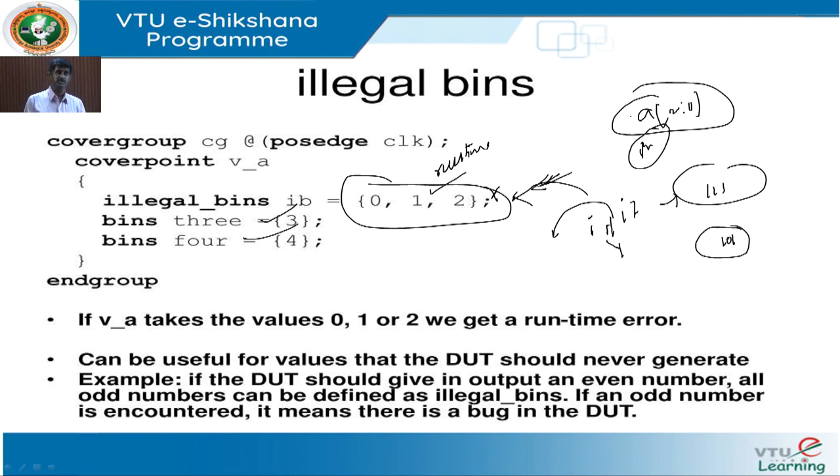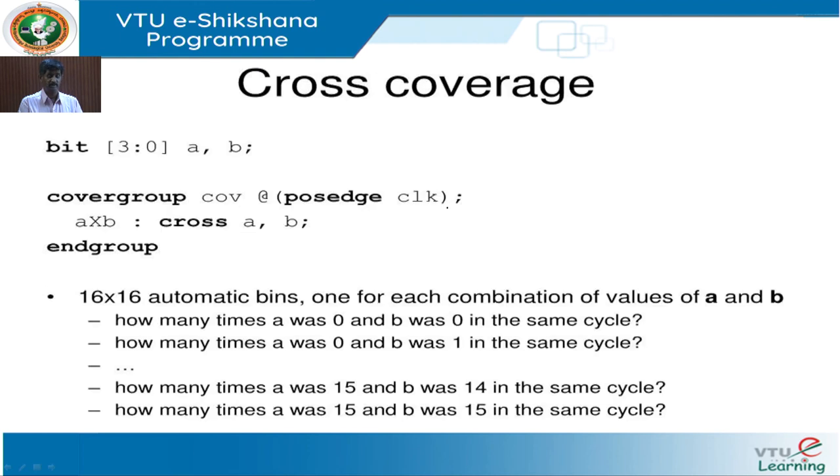For example, if the DUT should give an even number as output, all odd numbers can be defined as illegal bins. If an odd number is encountered, it means there is a bug in the DUT. So we need to eliminate that bug whenever that occurs. It may not be a considerable bug, but it is a runtime bug we need to take care of, to insert those values into those parameters.